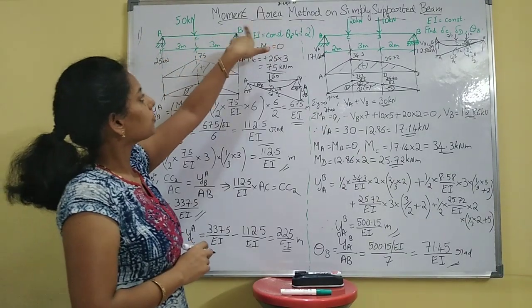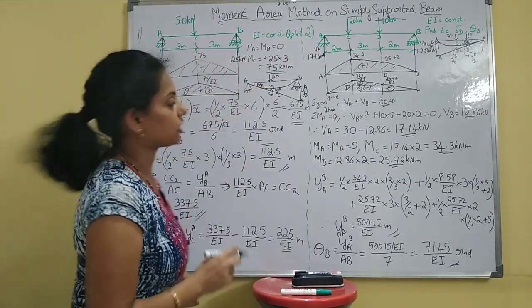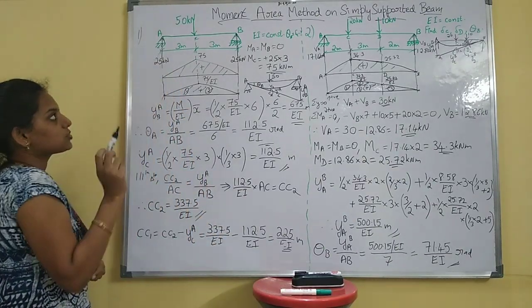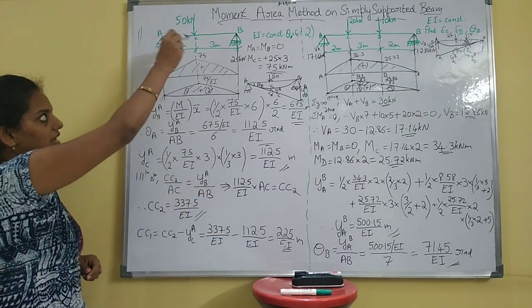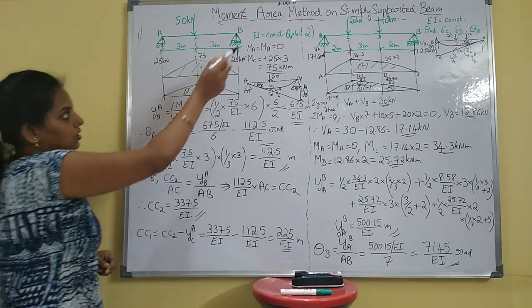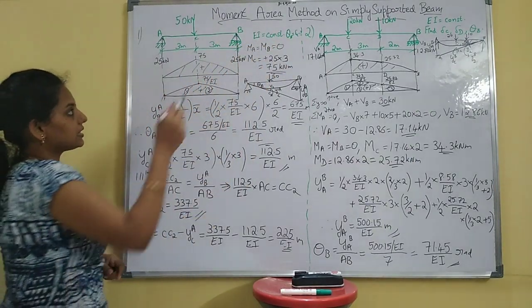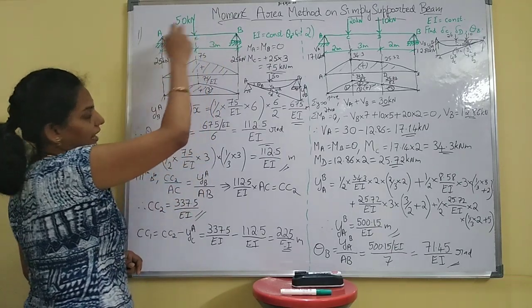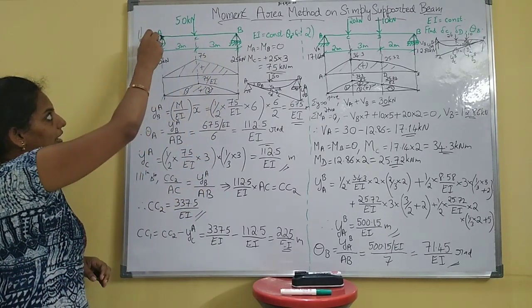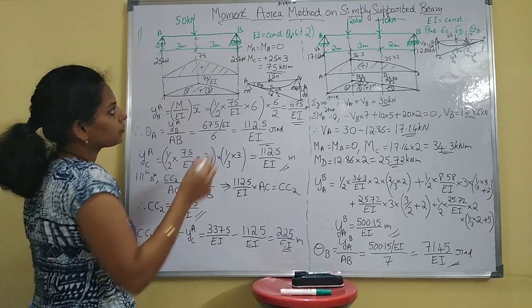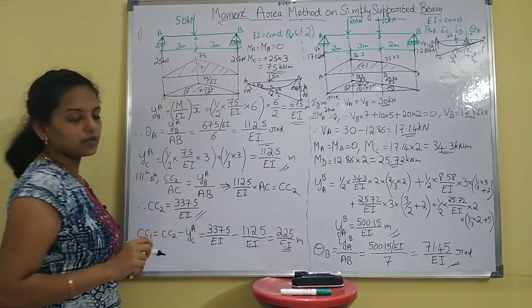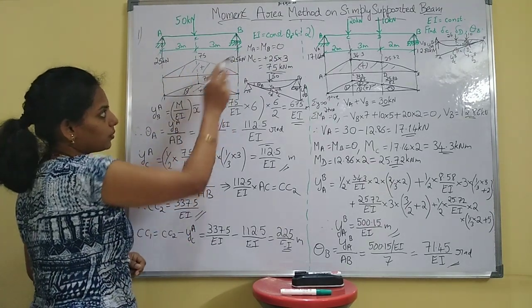Today we will see a problem on the moment area method on a simply supported beam. Okay, this is your first problem. A 50 kilonewton load is acting at the center of the beam. EI is constant. We need to calculate theta A, the slope at point A, and delta C, the deflection. The first step is to find the bending moment diagram, or bending moment points.